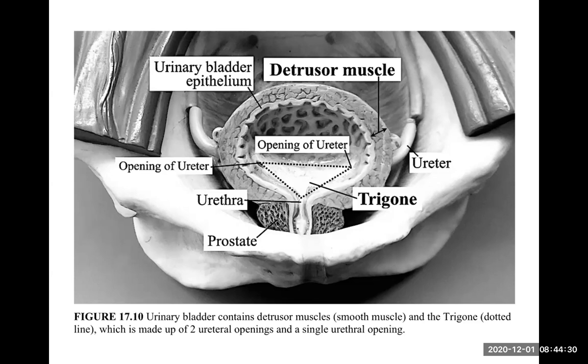This is a male model because it's showing the prostate right below the bladder. The trigone is this triangular shaped structure at the base of the bladder. The urethra takes the urine out of the body, and the ureter is coming from the kidneys. And that's the urinary system.